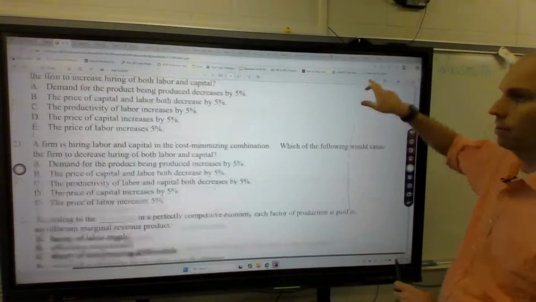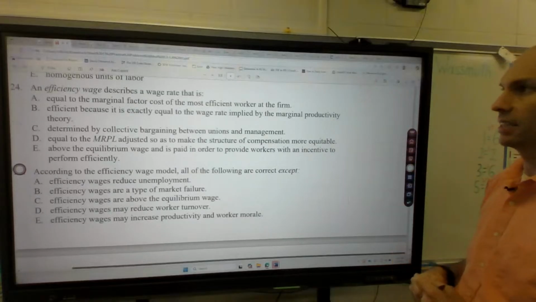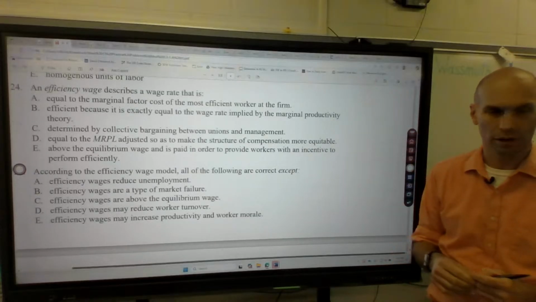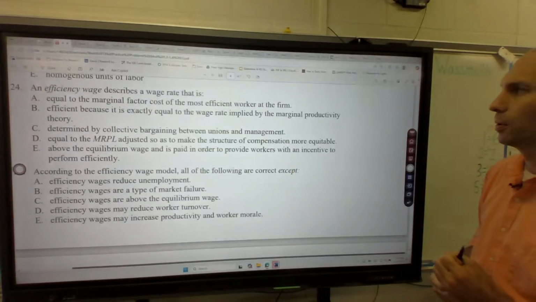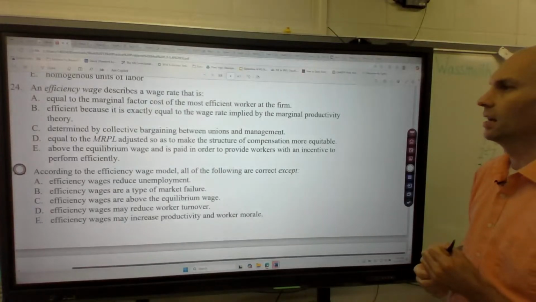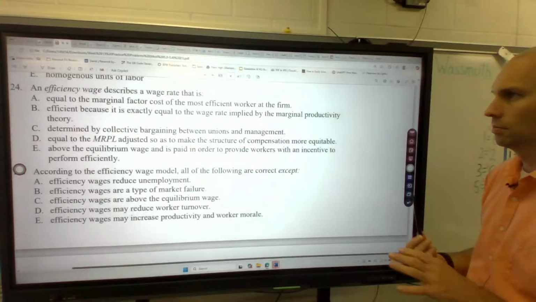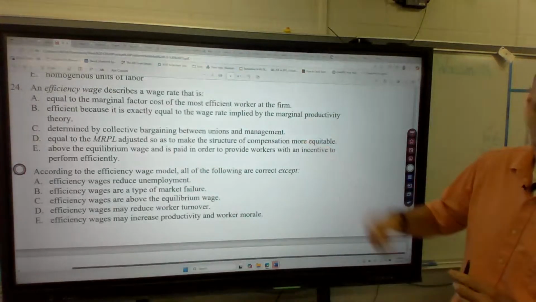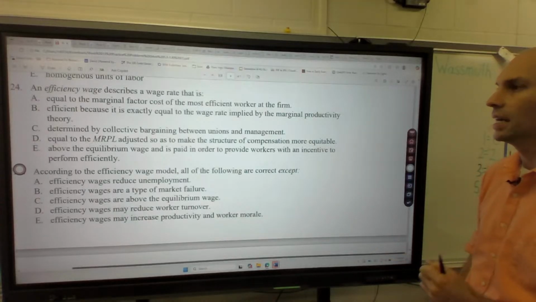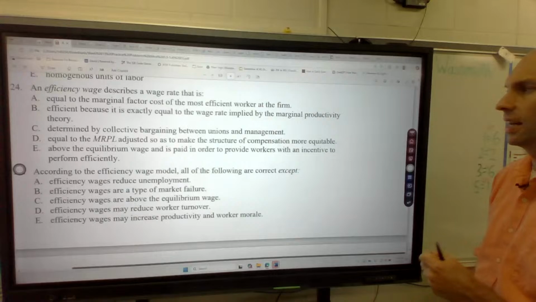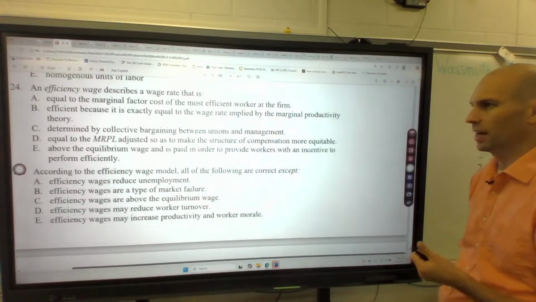24 and 25. Efficiency wages is a wage rate that is above the equilibrium wage rate, where supply equals demand. Equal marginal factor cost of the most efficient worker at the firm? No. Determined by collective bargaining? No, that's market power. Equal marginal revenue product of labor adjusted so as to make the structure of comparison more equitable? I don't know what that means.